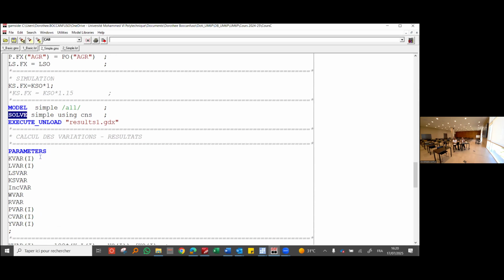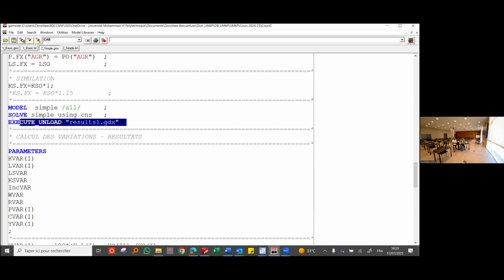And the keyword to solve the model is solve. Here I declare the name of the model and the characteristics of the model. Solve is to say to GAMS that I want it to solve the model simple using a solver here. You have different solvers. We have no time to go further with that, but some maximize or optimize something, and others resolve a system of equations as this one. Then here, solve the model simple using CNS, this solver.